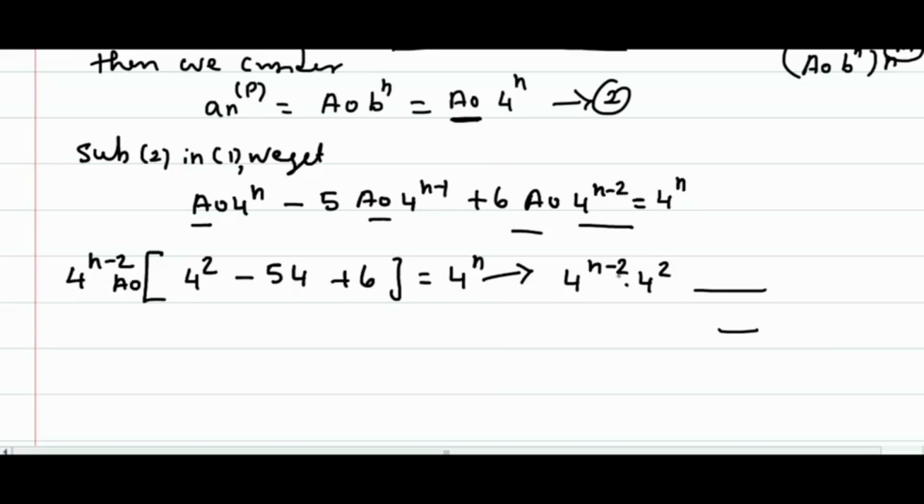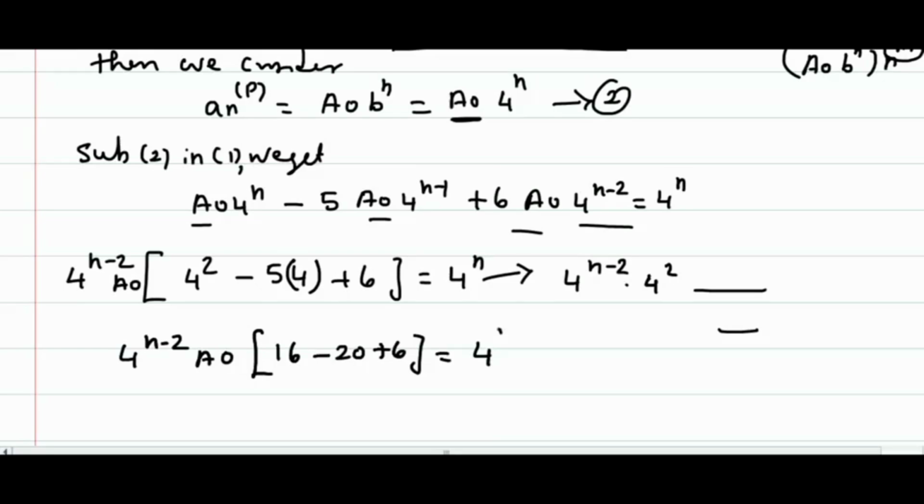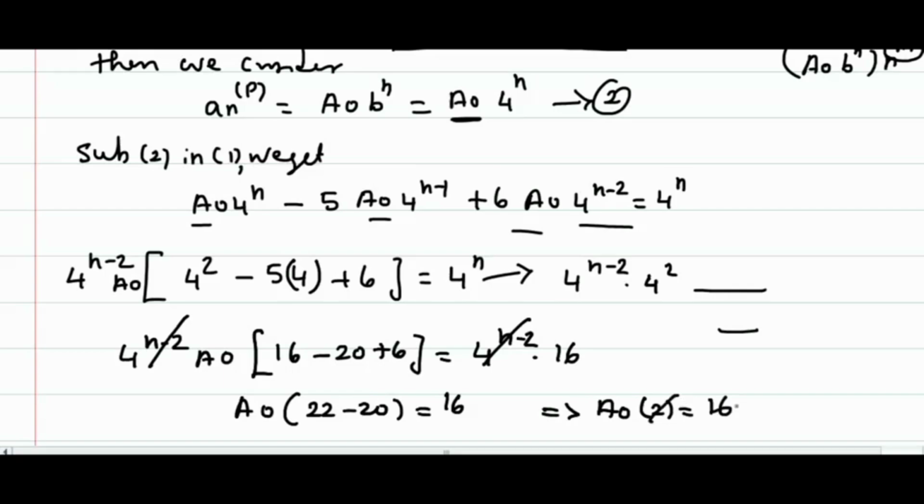Why are we writing 4 power n minus 2? Because on the left hand side 4 power n minus 2 is there, so that we can cancel both of them. So we can write 16 minus 20 plus 6 equal to, 4 power n written as 4 power n minus 2 into 16. The 4 power n minus 2 terms get cancelled. We get a naught into 22 minus 20 equal to 16, so a naught into 2 equal to 16. The 16s are cancelled and we get a naught equal to 8.